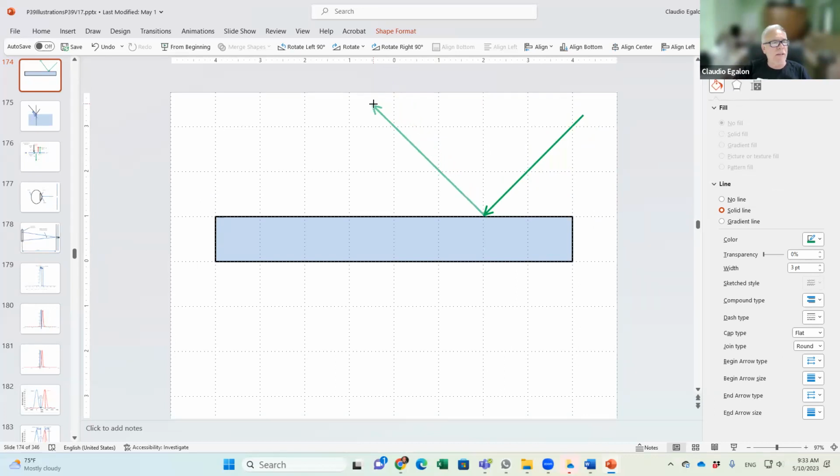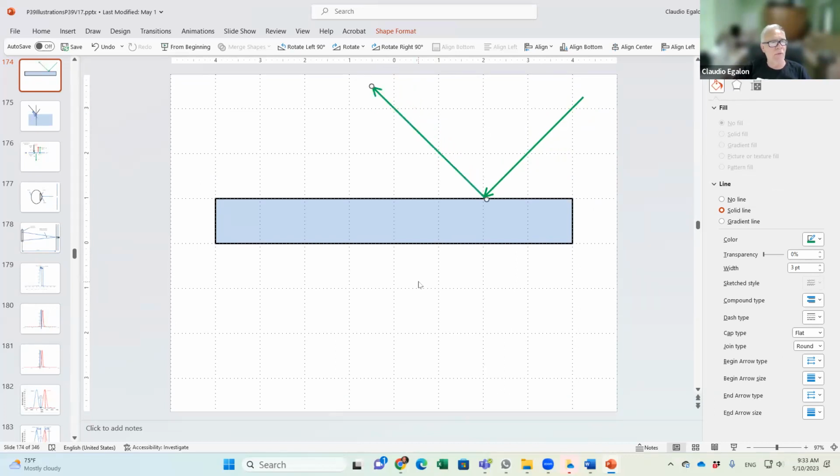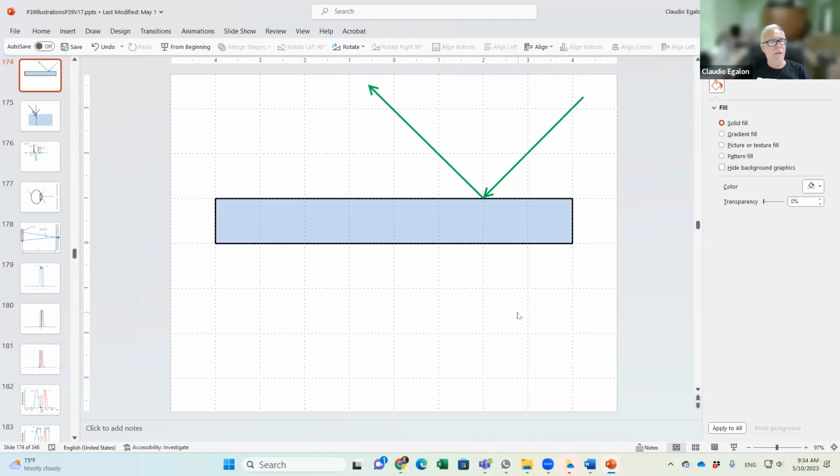Don't forget what you saw, that is an actual picture. Here I'm just illustrating. It's a real life picture. And here I'm just illustrating in a drawing so you can understand it better.